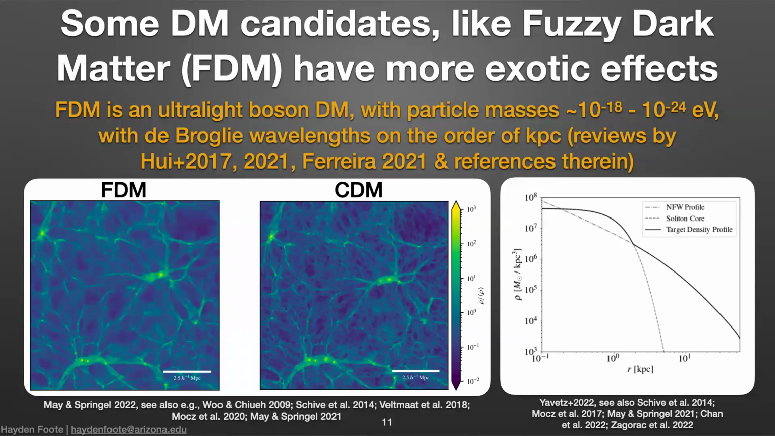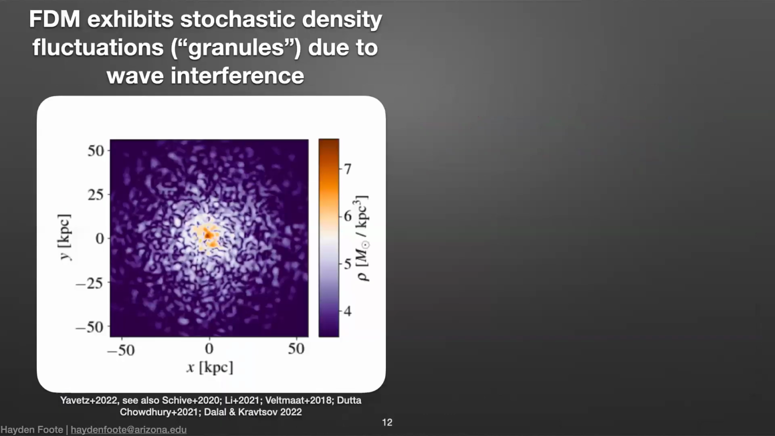So the other interesting consequence of the fact that these particles are better treated as waves is, like any other kind of waves, they can actually interfere with each other. And this shows up as fluctuations in the density of your dark matter halo. So this is the structure of an equilibrium fuzzy dark matter halo. This is from the simulation by Tom Bayovitz. And you can see this halo looks very stochastic. We call these little blobs of fuzzy dark matter granules.